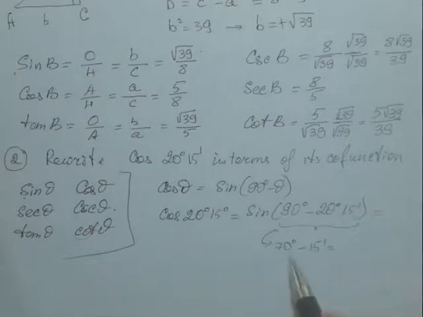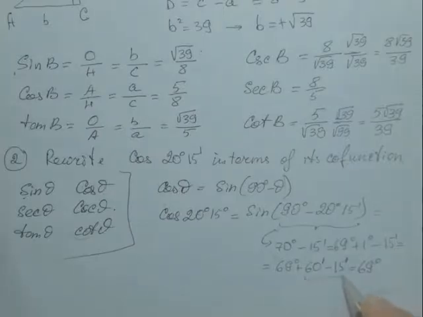To subtract 15 minutes, we will take 1 degree from 70. So 70 is 69 plus 1. 69 degrees plus 1 degree minus 15 minutes. 1 degree is the same as 60 minutes, minus 15 minutes. So it will be 69 degrees, and 60 minus 15 equals 45 minutes.